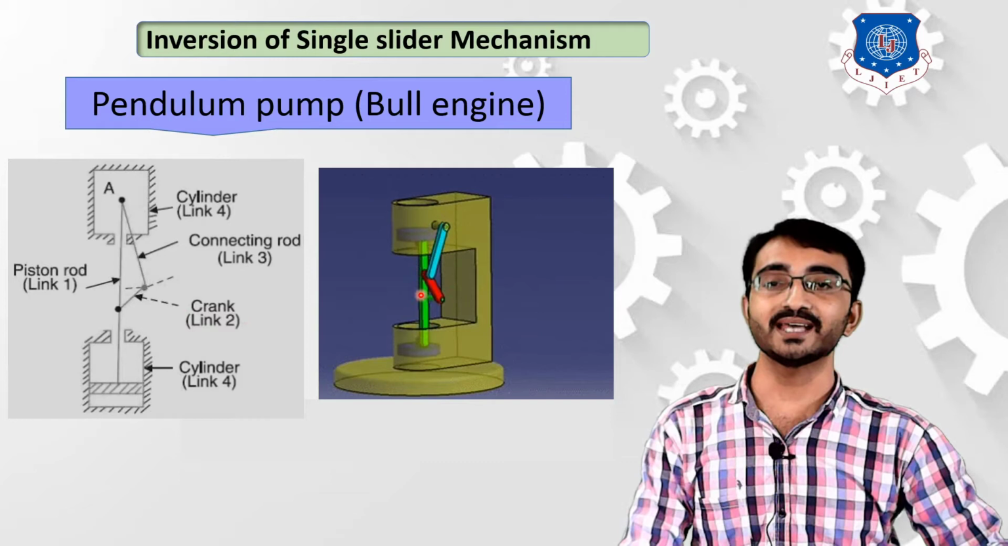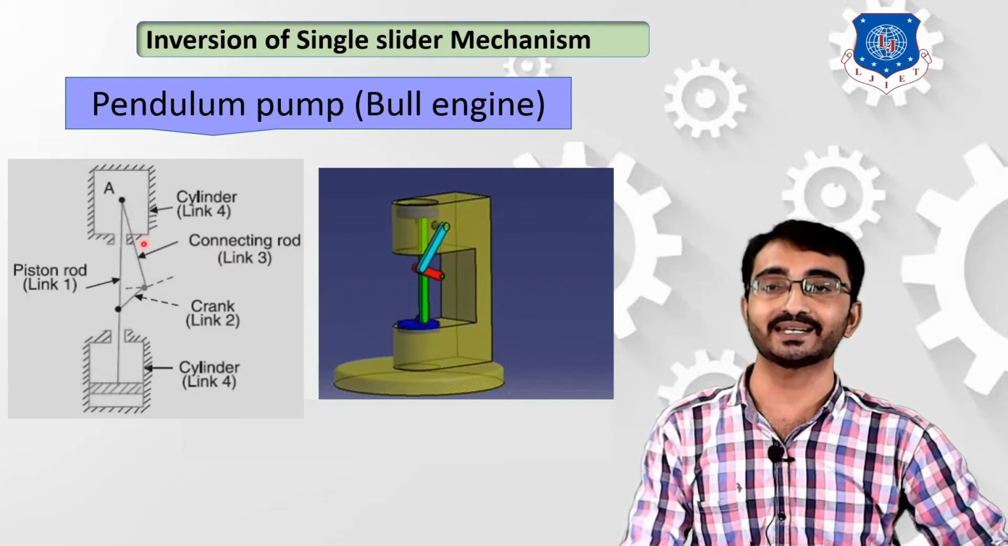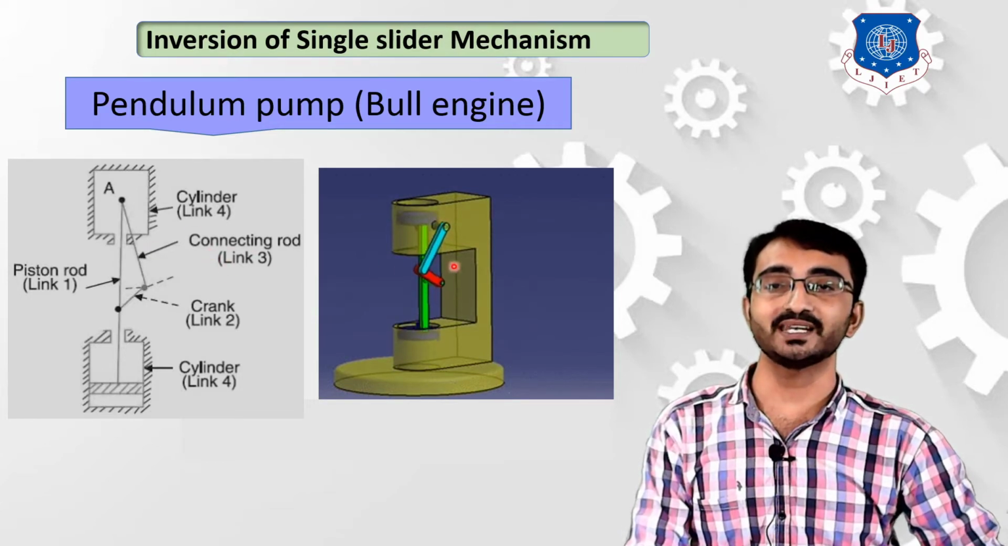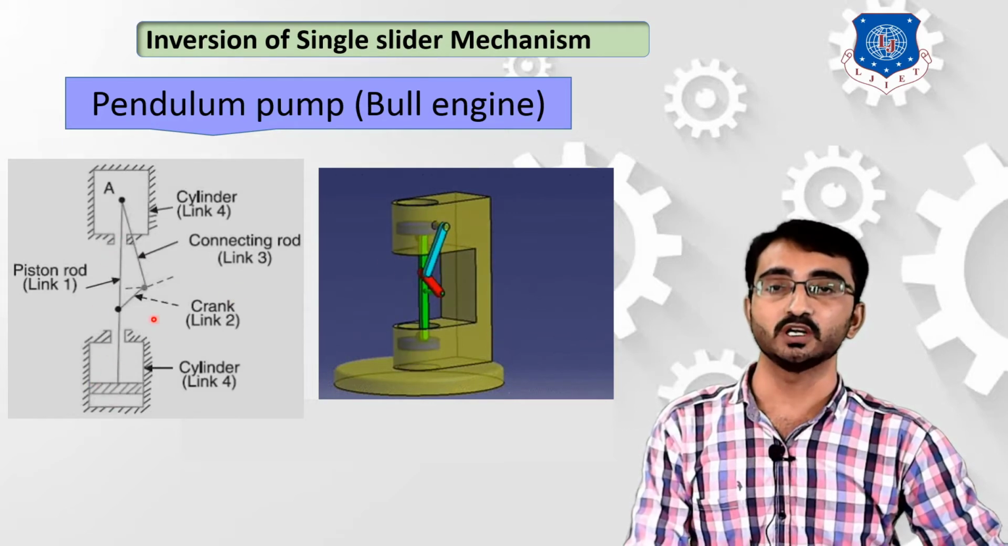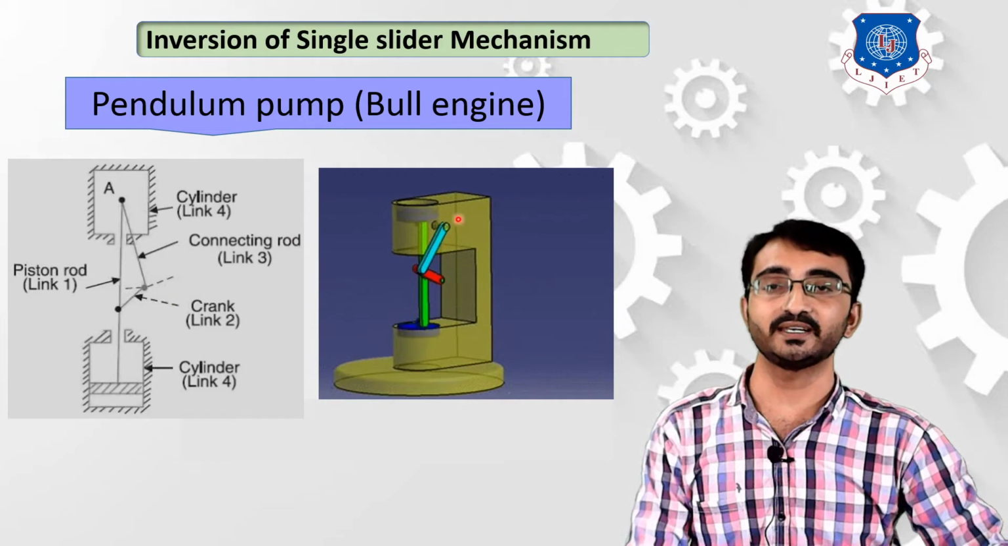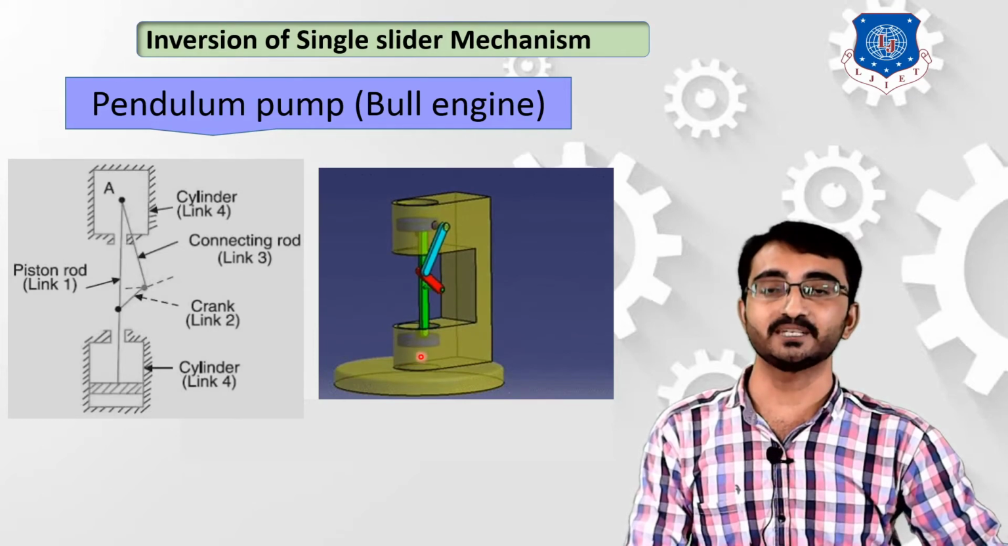Now as you give input to this crank, that is your red component, it will try to rotate, and this rotation will produce oscillation of this connecting rod, and this oscillation is producing reciprocating motion of this piston rod. So over here you can refer to your cylinder number 1, cylinder number 2. Now with respect to your cylinders, your piston is reciprocating.